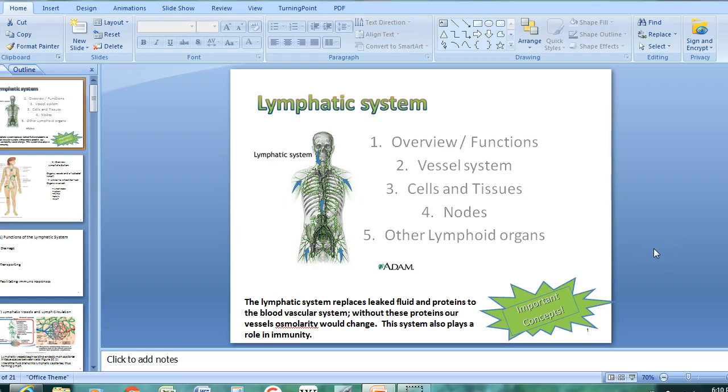Welcome to our recording for Anatomy and Physiology 2, the second half of Anatomy and Physiology. Here we are talking about the lymphatic system, and we're going to discuss some of the course notes that we have for the course. As always, to obtain a better, more in-depth understanding, it's a good idea to read more in depth into the textbook as we go over the highlights and summaries of the lymphatic system in this recording. This lymphatic system is going to replace leaked fluid and proteins from the blood vascular system.